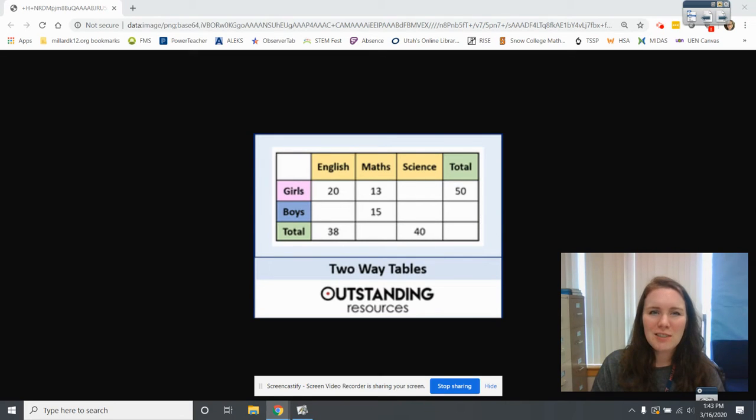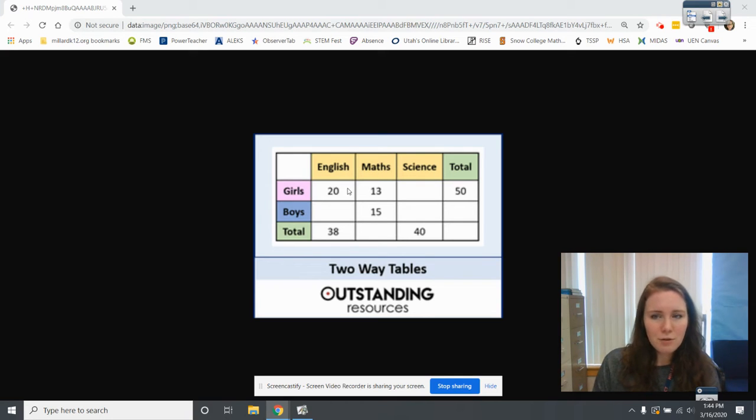Okay, you have just learned the introduction to two-way tables, learned the basics of what each of the squares means in a two-way table. We are going to go ahead now and talk about how to fill in squares in a two-way table when there are some blanks. So if you look over here, what we have is a table of girls and boys and what is their favorite subject in school, English, math, or science.